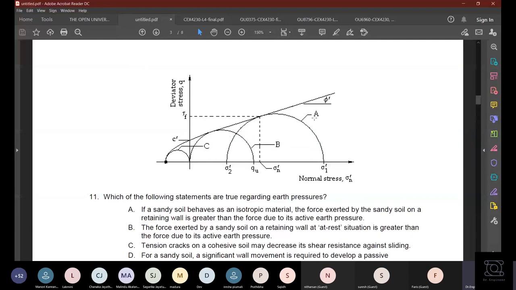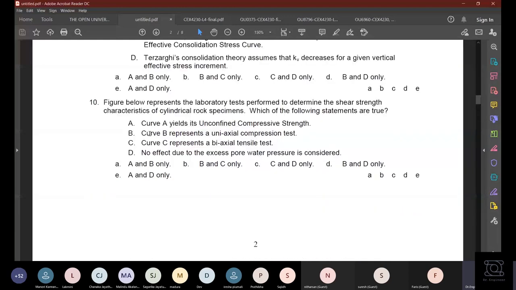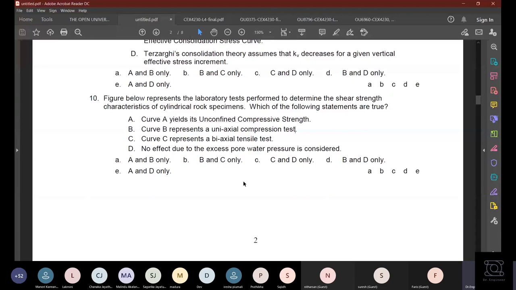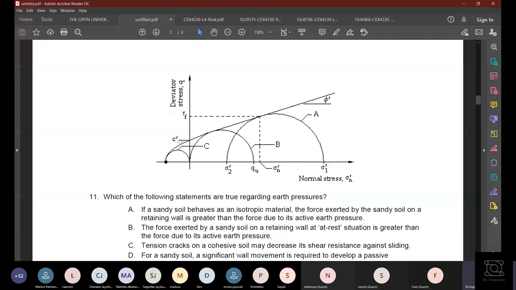Curve B represents a uniaxial compression test. If it is uniaxial, it might be B, but it says the values are marked as undrained test and so on, so it is a bit confusing when it comes to statement B. Statement C states that curve C represents a biaxial tensile stress. Yes, curve C is on the negative side, so it might be tensile stress, so it is possible. No effect due to excess pore water pressure is considered. Yes, here we don't consider any pore water pressure.